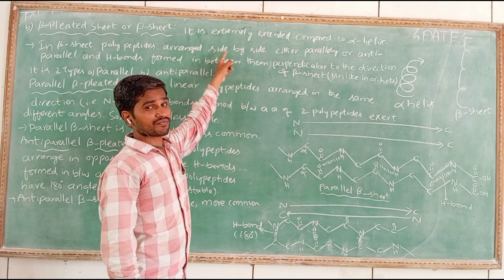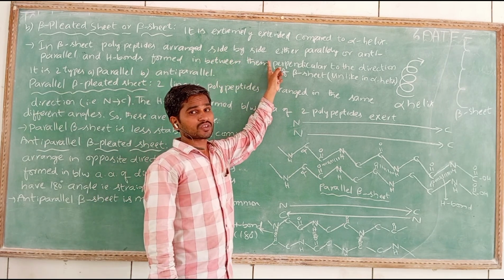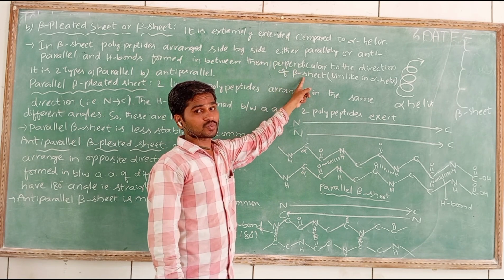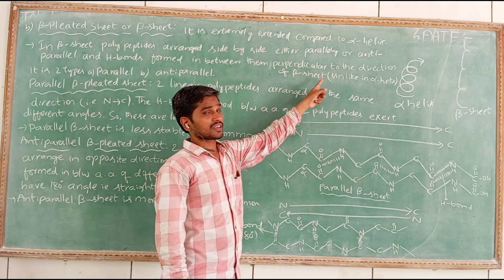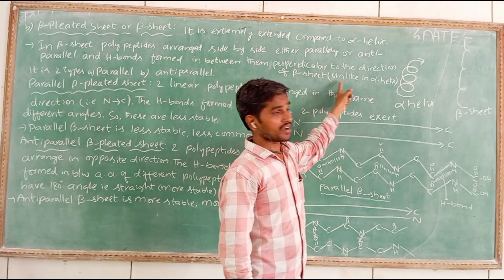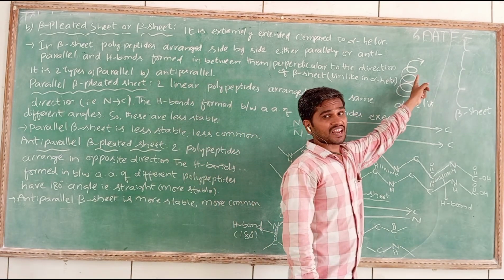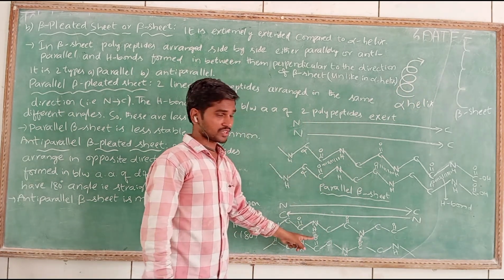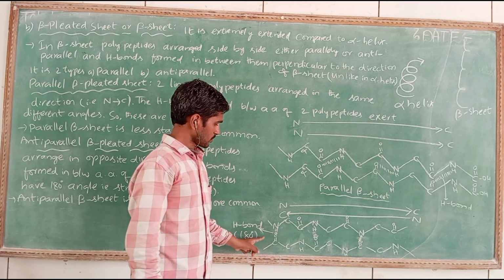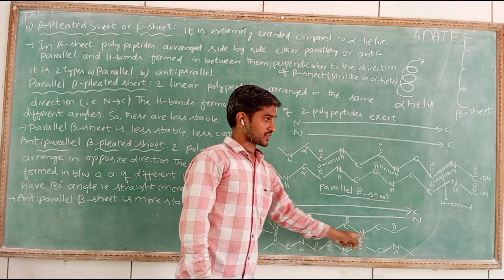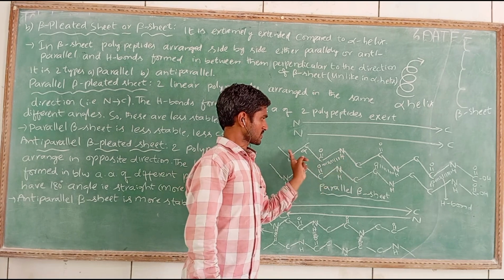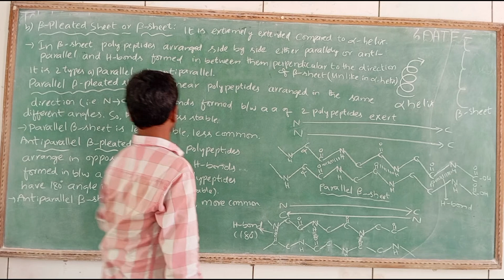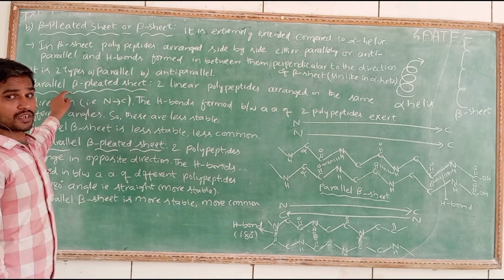The hydrogen bonds are formed between two different amino acids of two polypeptides, which are arranged perpendicular to the direction of the beta sheet, unlike in the alpha helix. In the alpha helix, hydrogen bonds are formed in the direction of the polypeptide. But in the beta pleated sheet, hydrogen bonds are found perpendicular to the direction of the polypeptide. This is the direction of the polypeptide, and this is the direction of hydrogen bonding. So the beta pleated sheet can be of two types.